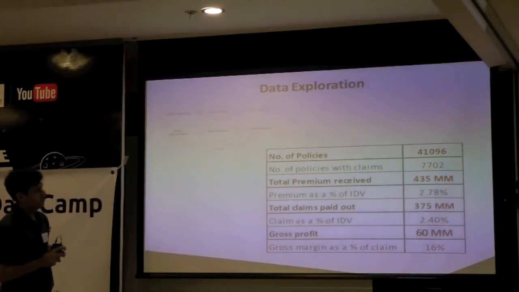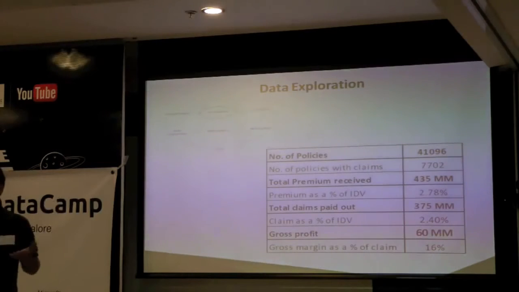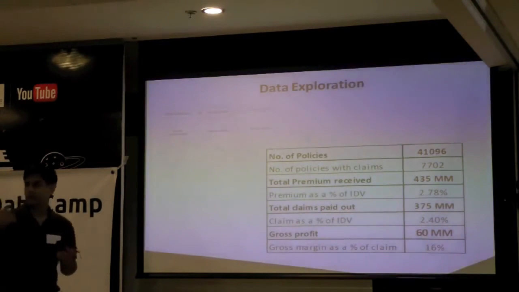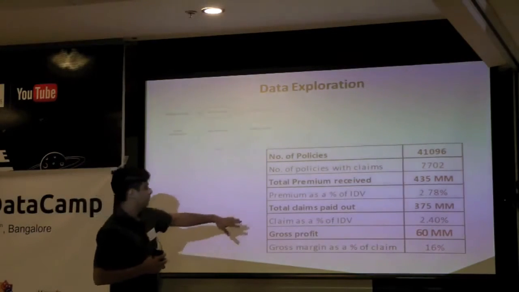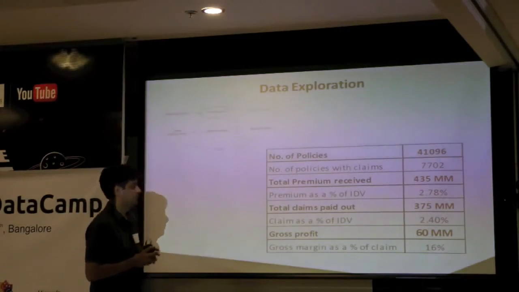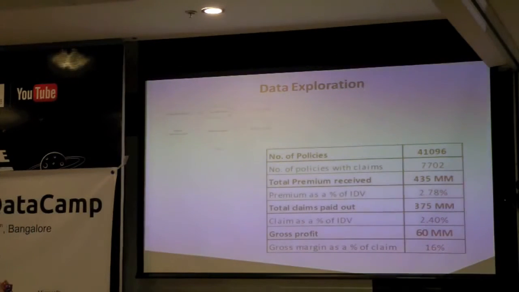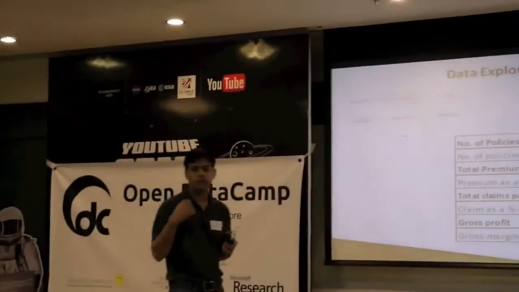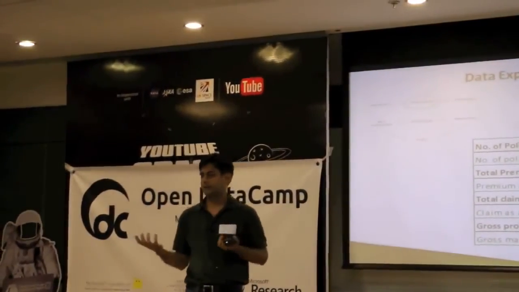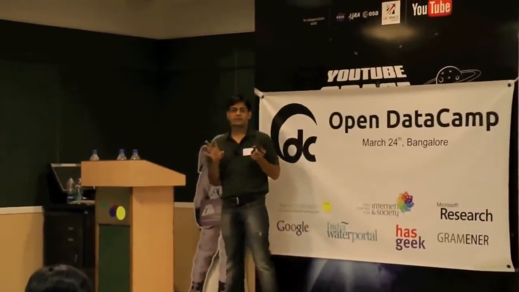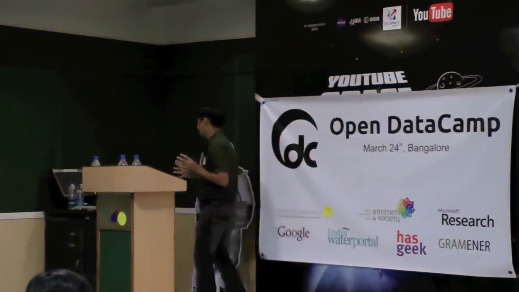The premium as a percentage of IDV at the macro level, aggregate level, is about 2.78%. So this is what the company is receiving. Total claims paid out 375 million, claim as a percentage of IDV 2.4%. Okay, so essentially this is what the company is doing. They are charging 2.78% of the IDV as a premium, and they are paying out 2.4% as the payout, right? So this just gives us a sense of what the overall data looks like.